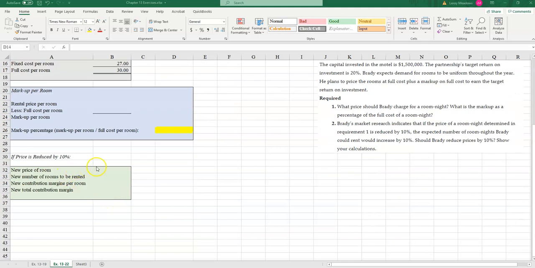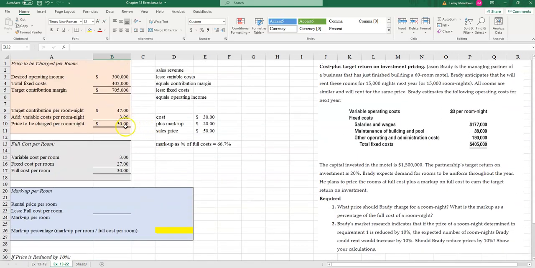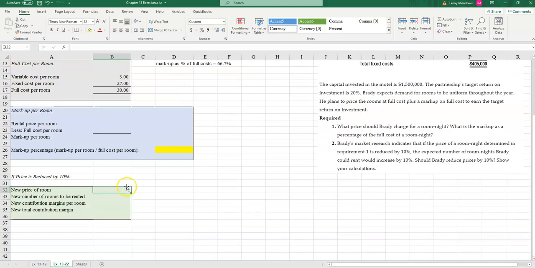And what is the new price of the room? Well, it's going to be 90% of what we're already charging. So if we're taking off 10% of the room night price, my new price per room is going to be $45.